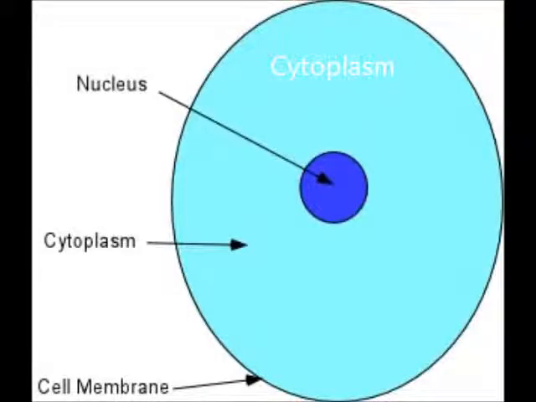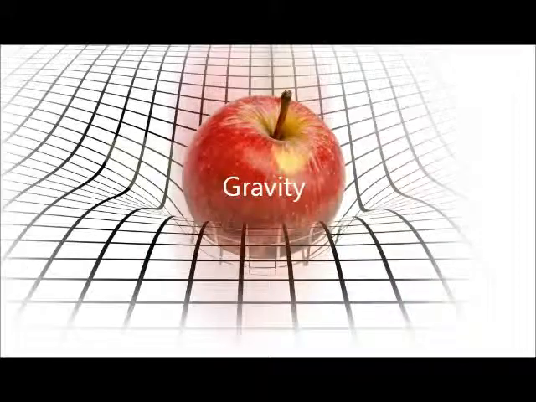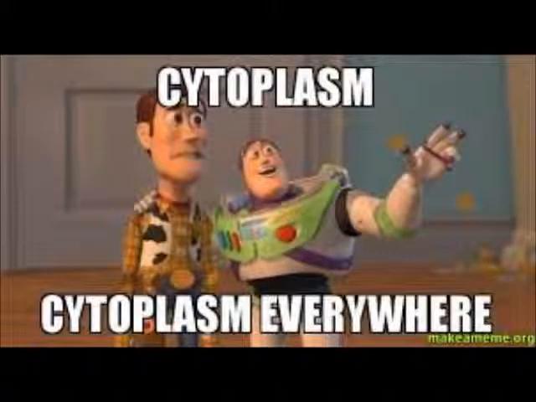Cytoplasm's role in the cell is to keep everything in place and allow proteins to move throughout the cell. The way gravity is like cytoplasm is that it keeps everything on the farm in place, but at the same time, it allows what needs to move to move.